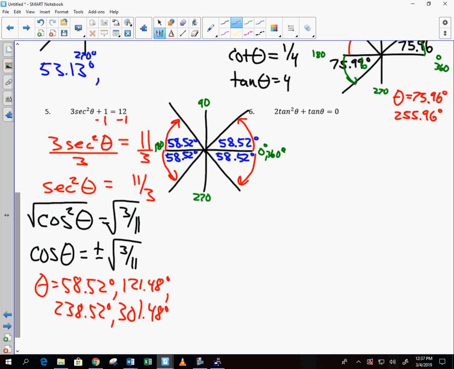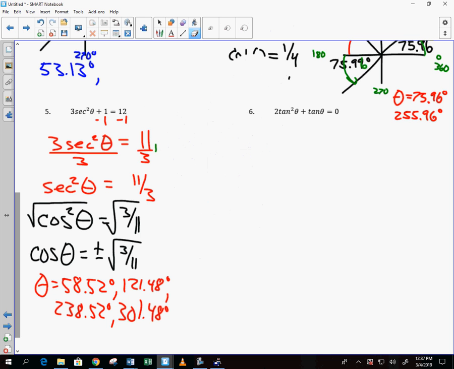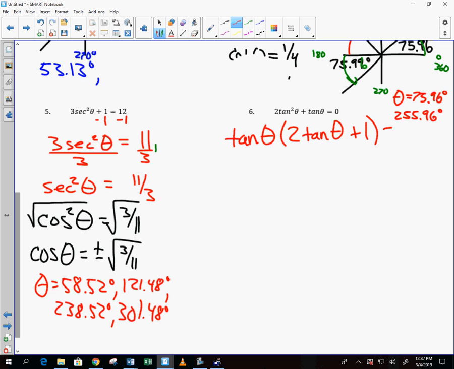Take a tangent of theta out. Tangent of theta times 2 tangent of theta plus 1. So Logan sees that we got a factor. Factoring's our friend. Now we've got 2 different equations. Your first one is tangent of theta is equal to 0. And then our other equation is 2 tangent of theta plus 1 is 0, or tangent of theta is equal to negative 1/2.